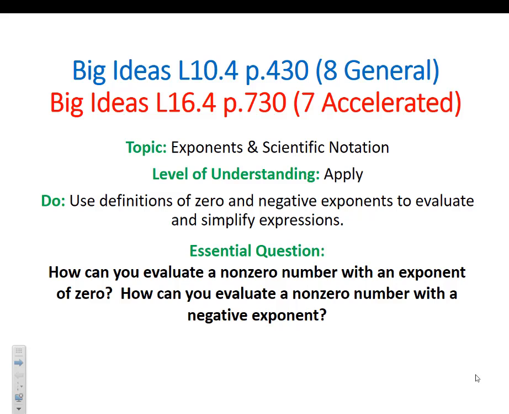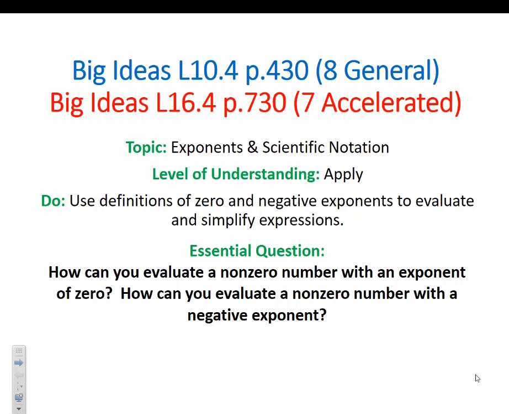Lesson 10.4, page 430 for you 8th grade general students, and lesson 16.4, page 730 for you 7th accelerated students. We are continuing on the unit of exponents and scientific notation. Today is our last lesson on exponents, where today we're going to use the definitions of zero and negative exponents to evaluate and simplify expressions.